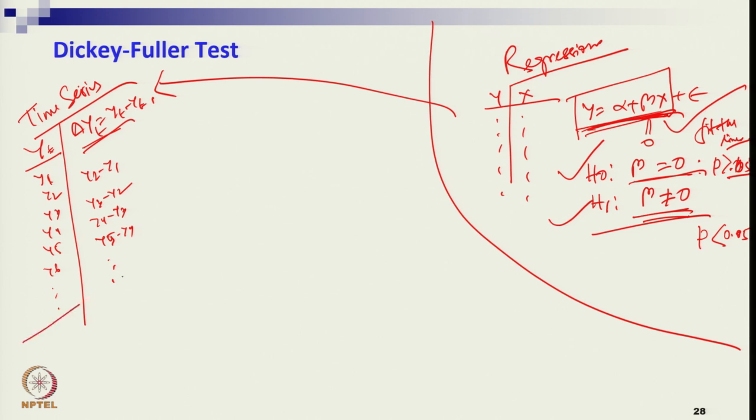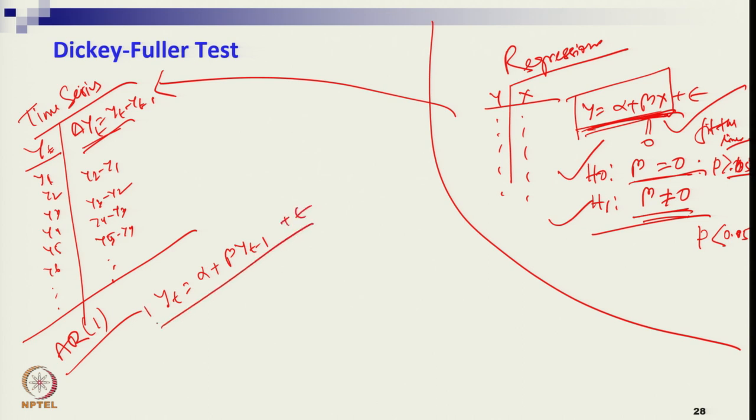Now think about the basic AR model. Generally, we write yt equals alpha plus beta yt minus 1, plus the epsilon part. This is the basic AR model of order 1, correct? Now, subtract yt minus 1 from both sides. This is how we understand the Dickey-Fuller test.